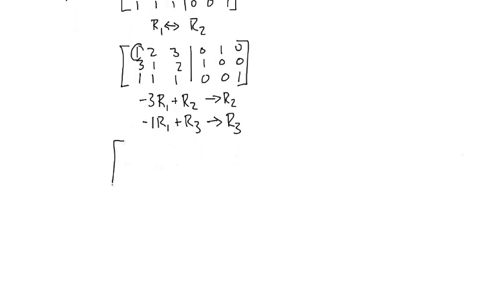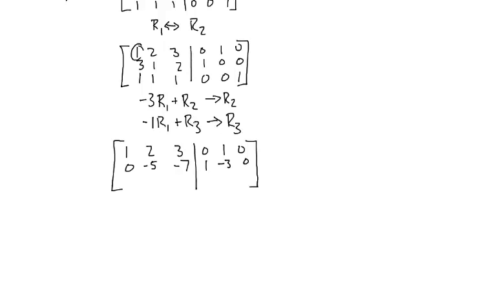And when we do that, we get row 1 not changing. Now we do -3 times 1 is -3, plus 3 is 0. -3 times 2 is -6, plus 1 is -5. -3 times 3 is -9, plus 2 is -7. -3 times 0 is 0, plus 1. -3 times 1 is -3 plus 0, gives us -3. And -3 times 0 plus 0 is 0.